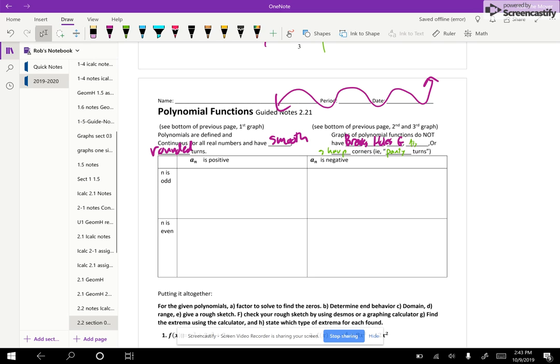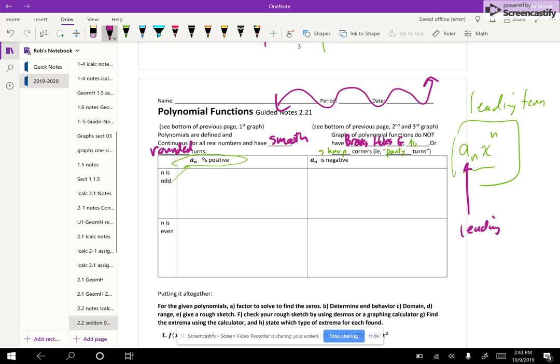Now, when the leading coefficient is positive, remember we defined our polynomials, the first term is an x to the nth power, whatever it is, right? So here's our leading term. If we write it in order, this would be our leading term. A sub n is our leading coefficient. This is our leading coefficient.